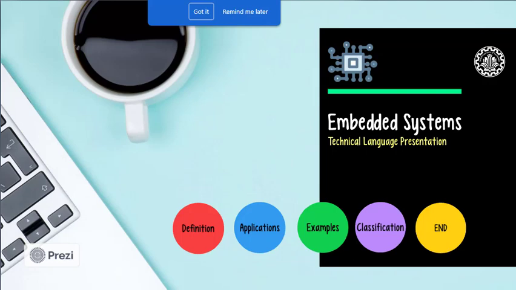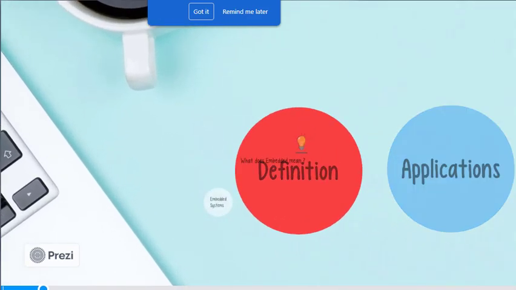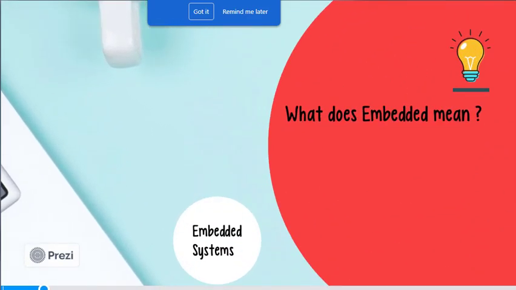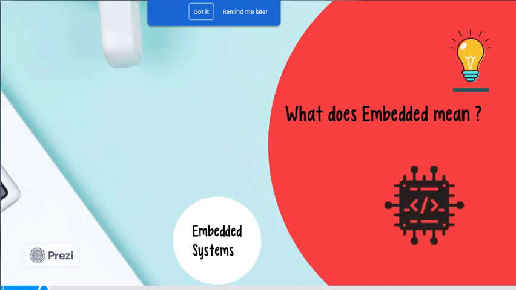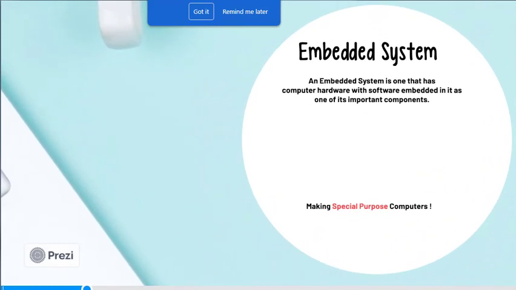And today we're going to talk about embedded systems. Now, what are embedded systems? An embedded system on its own is a microprocessor-based computer hardware system with software that is designed to perform a dedicated function, either as an independent system or as a part of a larger system.